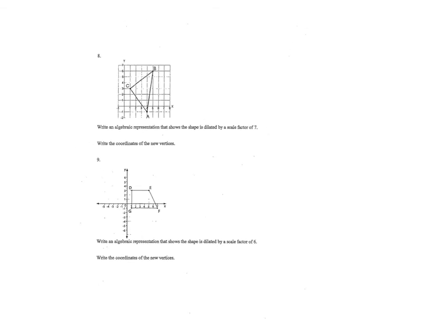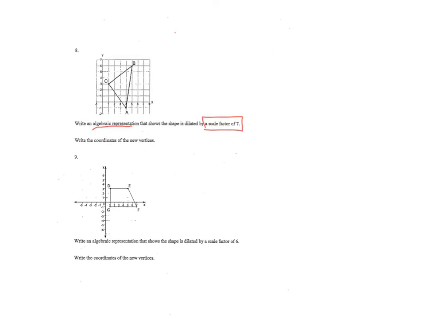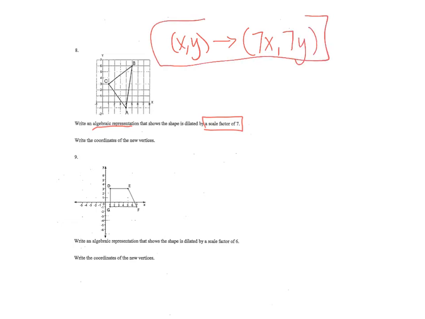Then on these, write an algebraic representation that shows the shape is dilated by a scale factor of 7. Okay, so algebraic representation for dilations looks like this. So it starts with regular x, regular y, whatever it may be, and it's going to be dilated by a scale factor of 7. So that means you multiply 7 by your x, you multiply 7 by your y. Okay, so this would be your answer. And that's what you're going to do for all of those other ones.